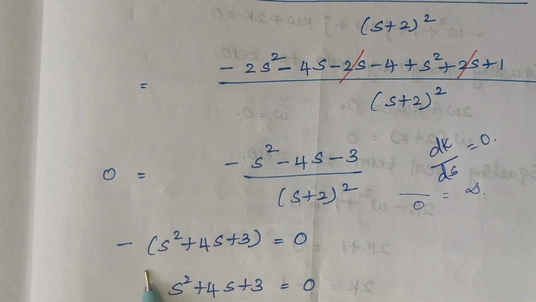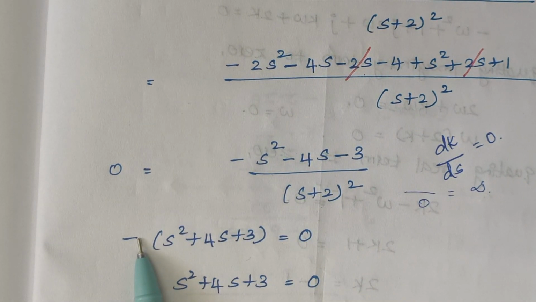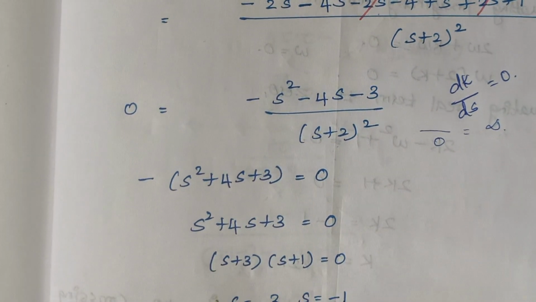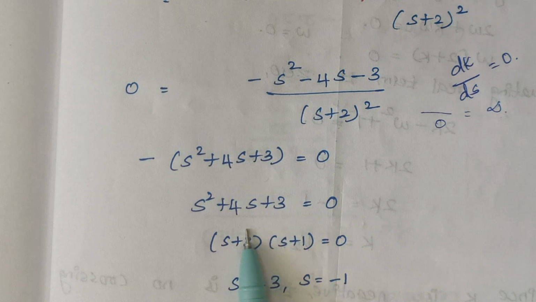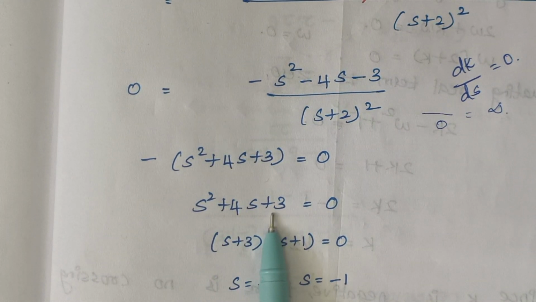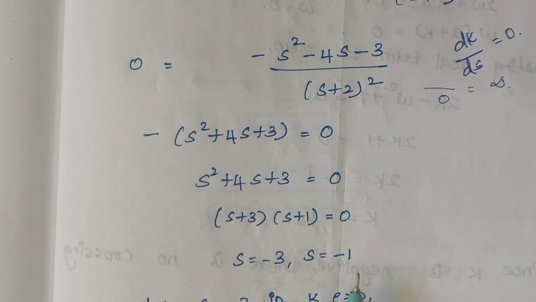So here the numerator term is made equal to 0. I am taking this minus sign outside, and when you move this minus sign to the right hand side it becomes 0, so no change in that, and finally we are finding the factors, right? So by solving this quadratic equation, the value of s is found to be minus 3 and minus 1.